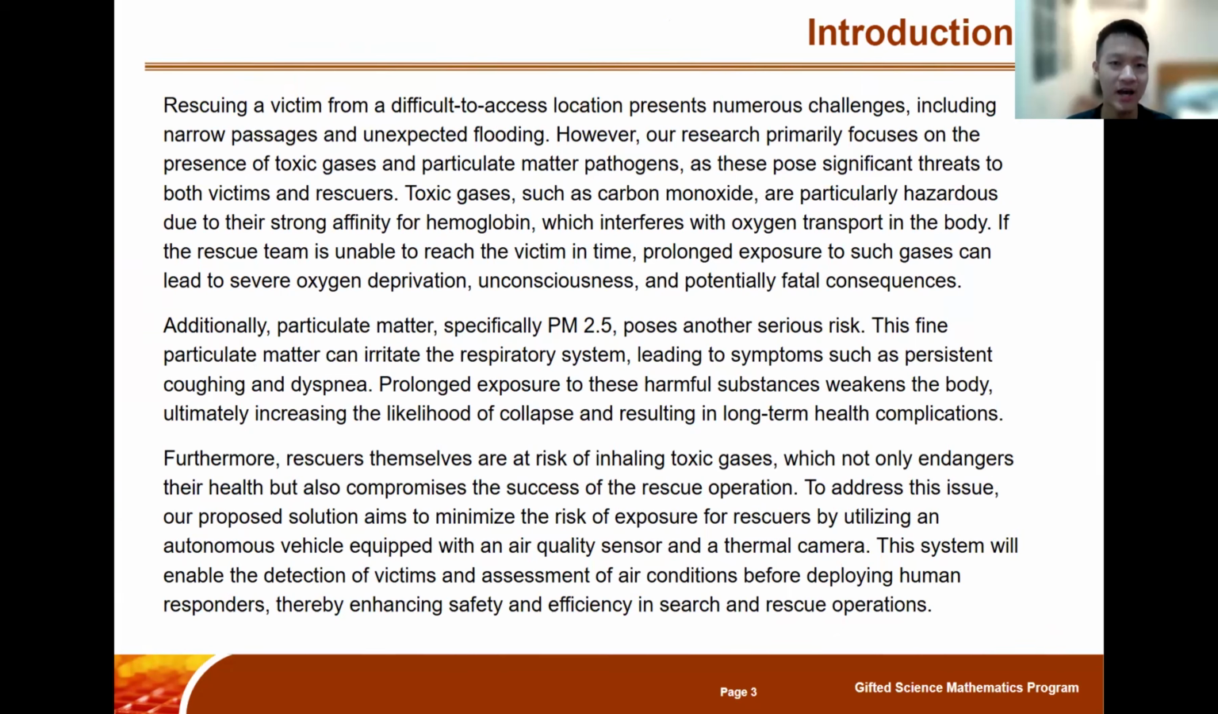There are various challenges to rescuing a victim out of a place that is hard to access, for instance, narrow passages, a limited sight of vision, etc. But the one that our research was really focusing on is toxic gases and particulate matter pathogens. The reason is because toxic gases were very hazardous for the victim's life.